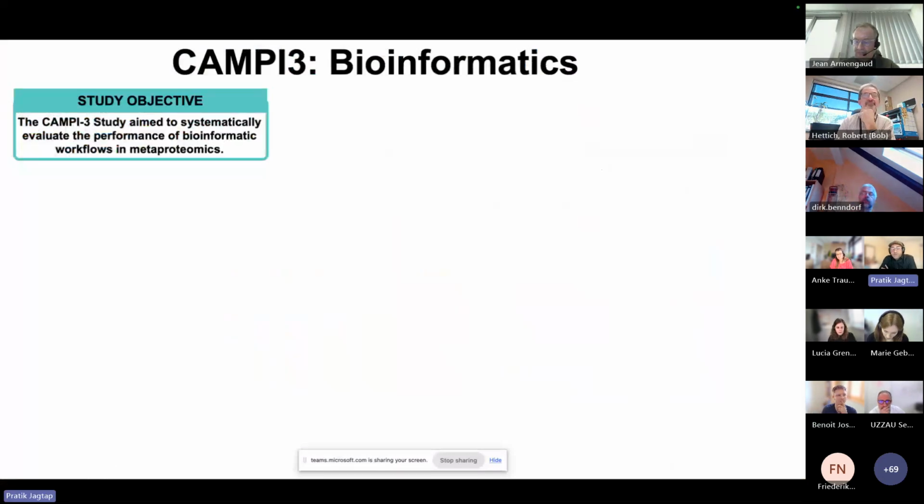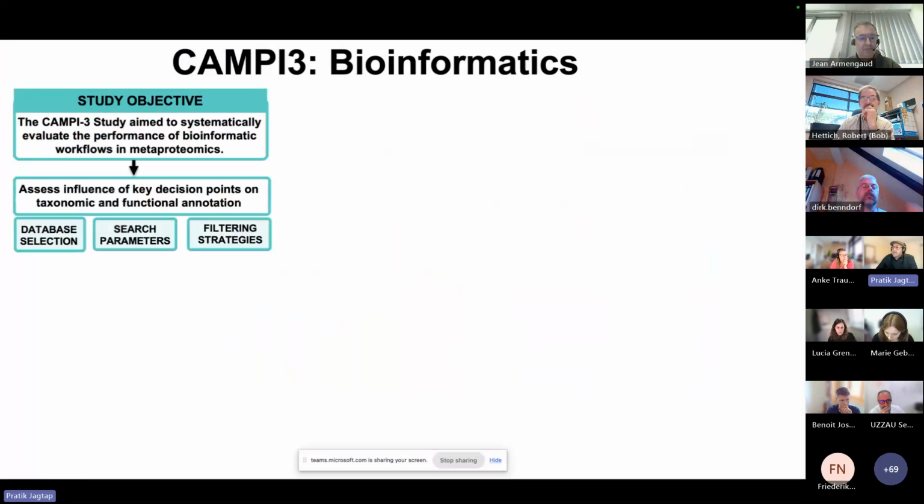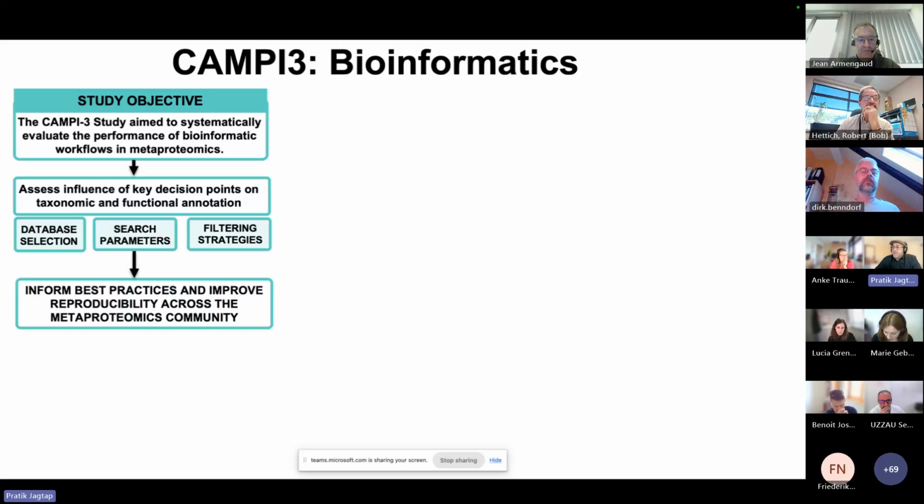So hello everybody. I'm Pratik Gupta from University of Minnesota, and I'll be presenting the CAMPI 3 bioinformatics study on behalf of the CAMPI 3 team. The CAMPI 3 study aimed to evaluate bioinformatic workflows and the impact of key decisions such as database selection, search parameters, and filtering strategies on taxonomic and functional annotations. The goal is to provide best practices for metaproteomics analysis.